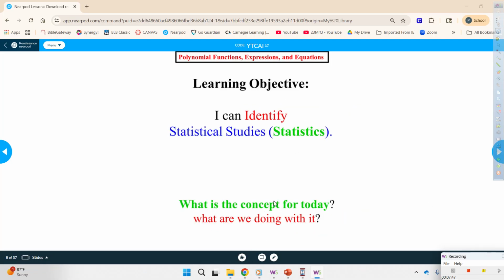With that said, our objective for today: I can identify statistical studies, also known just as statistics. But we're going to be looking at 2 different types of studies. All right? So before we move on, though, tell your neighbor 3 keywords for statistics.